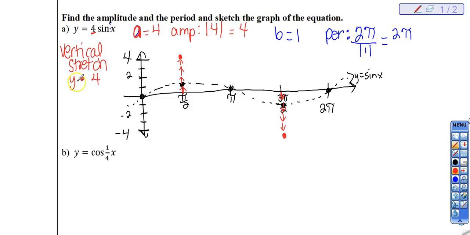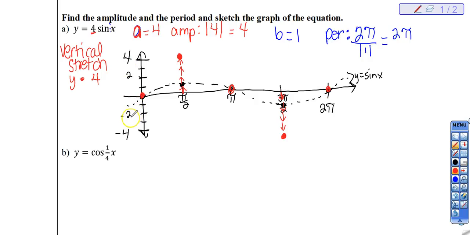Or you could sit and just multiply all your y values times 4. So 0 times 4 is 0. 1 times 4 is 4. 0 times 4 is 0. Negative 1 times 4 is negative 4. 0 times 4 is 0. So you can see what happens to your graph.